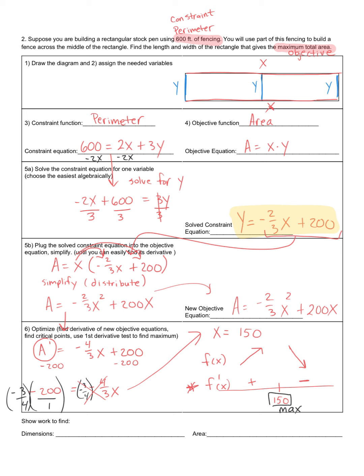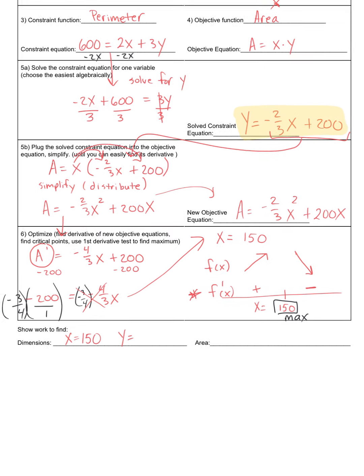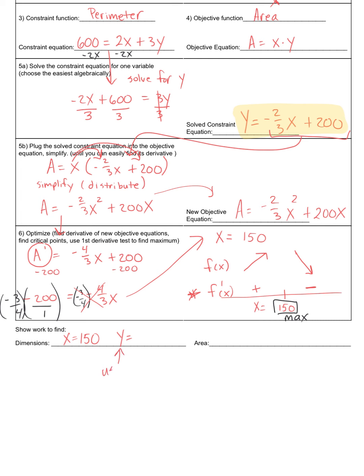All right, and that is my x value. Remember right here, we solved for x here. So x is equal to, so that is one of my dimensions. X is equal to 150. I have to go back now and find y. Now remember, to find y, we use the solved constraint. All right, so that's highlighted above there, and that's the one you always are going to go back to.